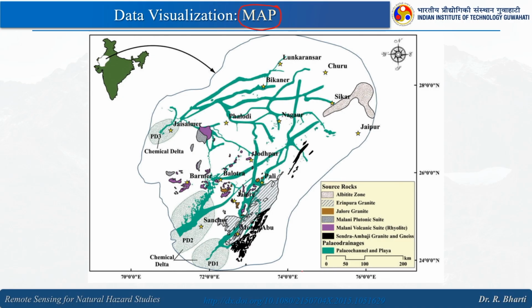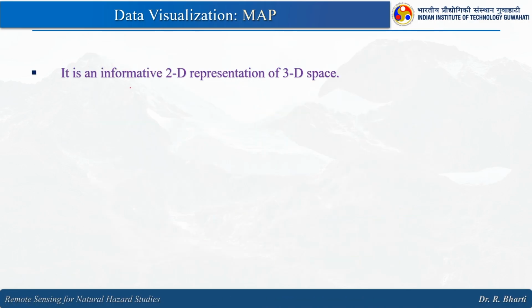That map can be generated with north, south, the direction information, and with the scale that will help you to know how far apart two points are on this particular map. Then the legend will help you gain information about the different colors or symbols used here, right. So, this map is very important because many times we need a map representation for our analysis, and that is possible with GIS. So, it is an informative 2D representation of 3D space.